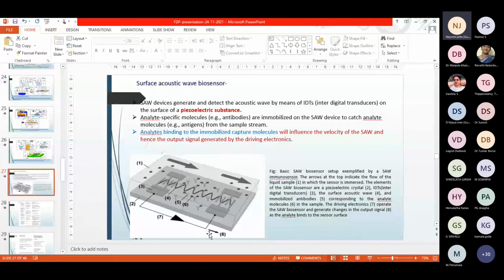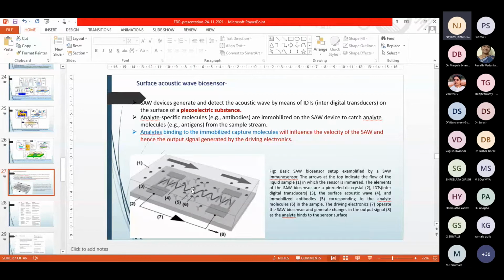So if the analytes are there, for example, the antibody is capturing the analyte, then the wave frequency or the oscillations will be altered. That can be detected in the form of the output. Here there is an interdigital transducer, the whole setup labeled as 3, and 2 is the piezoelectric material base. 1 is the solution in which the analyte is present, and these are the acoustic waves which travel through the piezoelectric material.